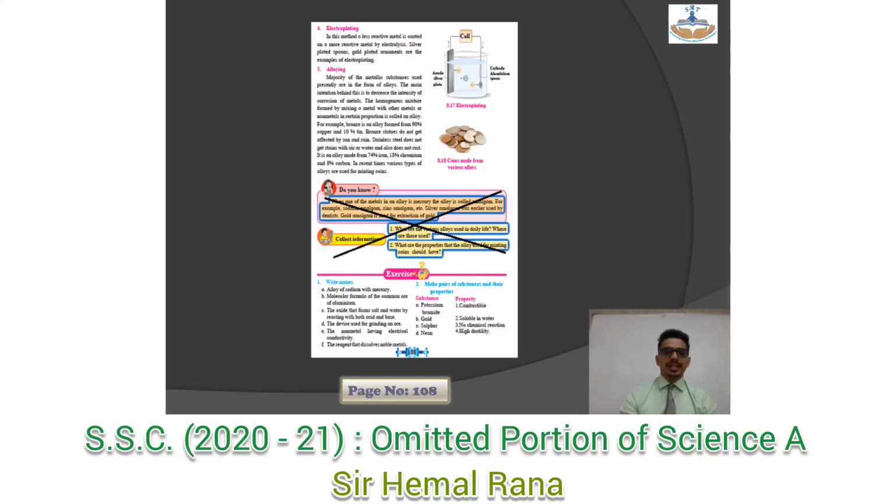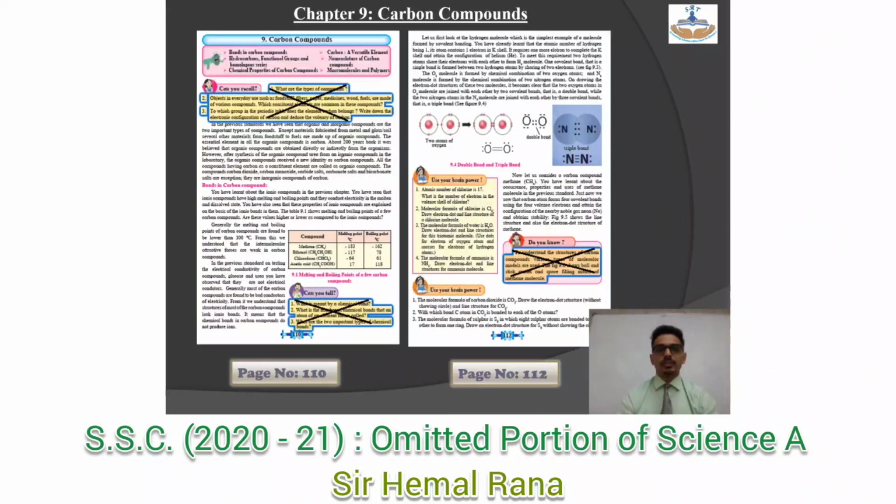Then coming to page 108. On page 108, we do not have do you know, and we even don't have collect the information. Both of them have been omitted from your syllabus of 2020-2021. Coming to chapter 9, carbon compounds, we don't have can you recall, this part has been omitted, and we do not have can you tell. So these two things are not there on page 110. Come to page 112. On page 112, we do not have do you know. This part has been omitted for you.